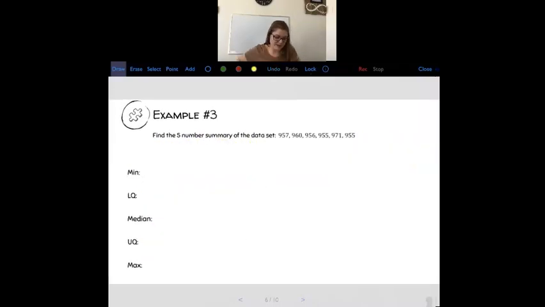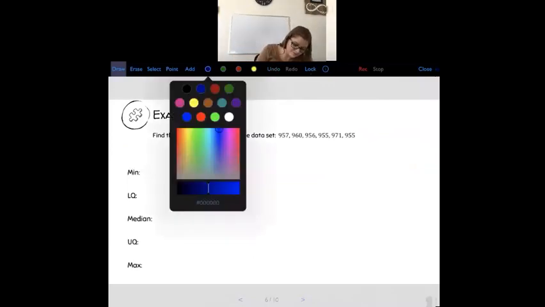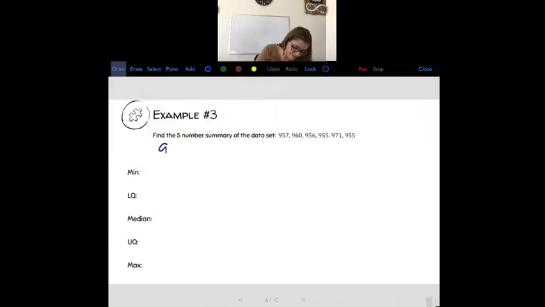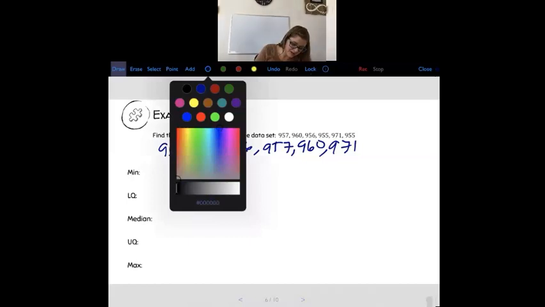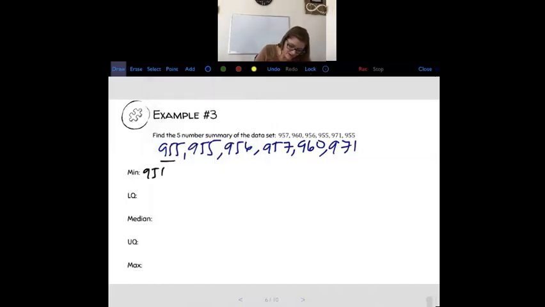And let's go to example 3. Again, finding the 5-number summary. I'll write these values in order: 955, 955, 956, 957, 960, and 971. Again, we'll start with our minimum, 955. Our maximum is 971. And then let's look for the middle value.